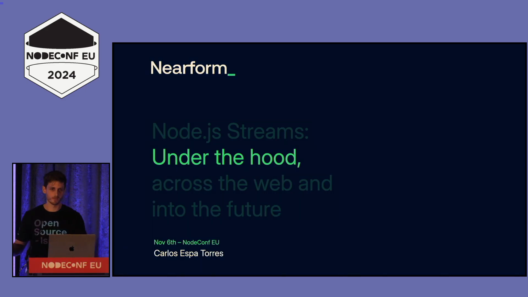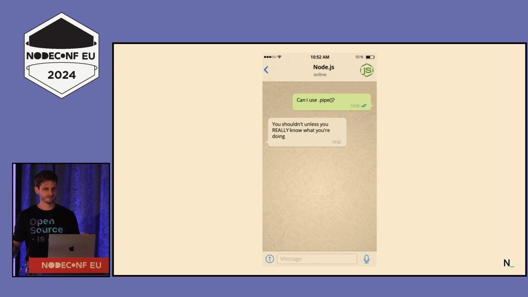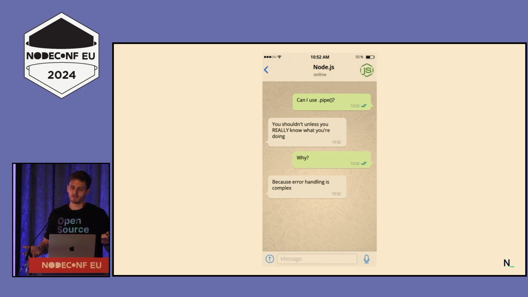And to understand this, we have to get into the internals of Node.js. I had a little metaphorical chat with Node.js, and I was like, OK, can I use pipe? And you shouldn't really unless you really know what you're doing. But why? Error handling is complex.